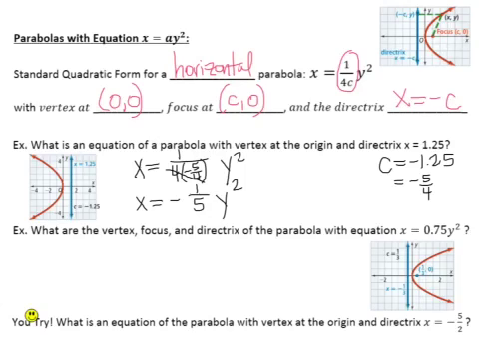Notice our graph above for standard form, it opens to the right, but since my a here is negative, it's a negative 1/5, and my graph opens to the left.